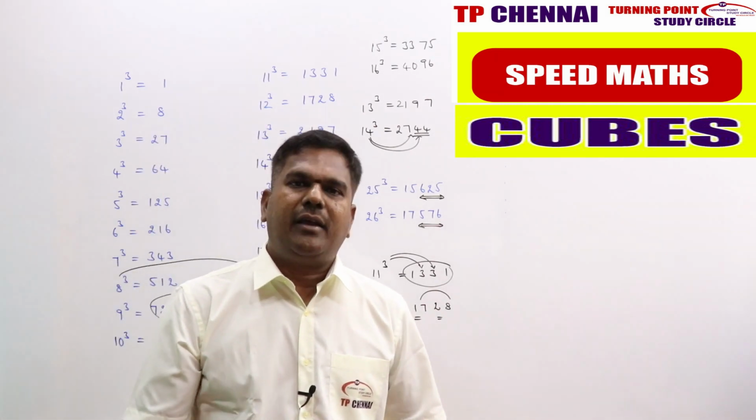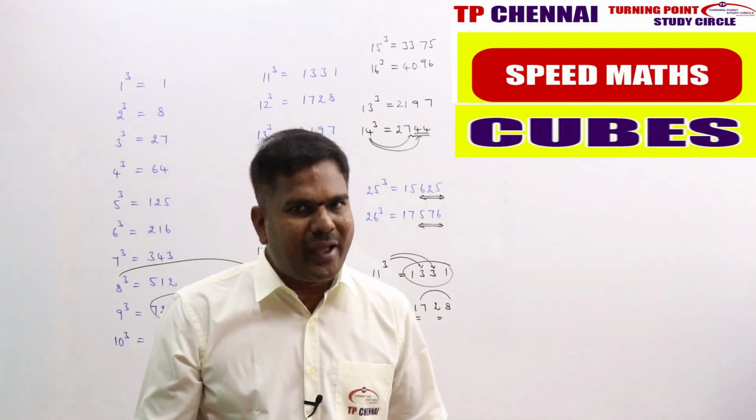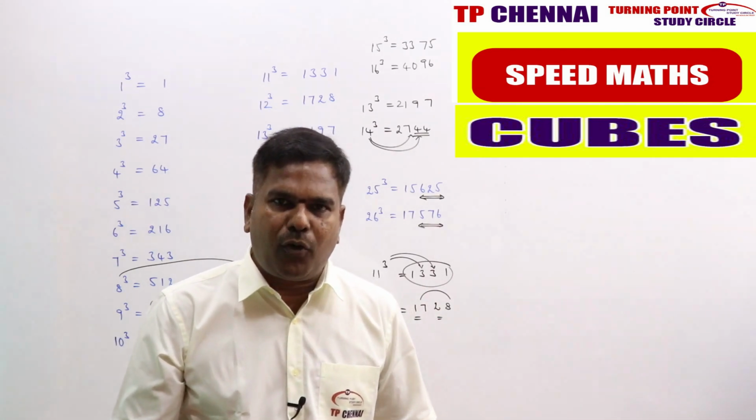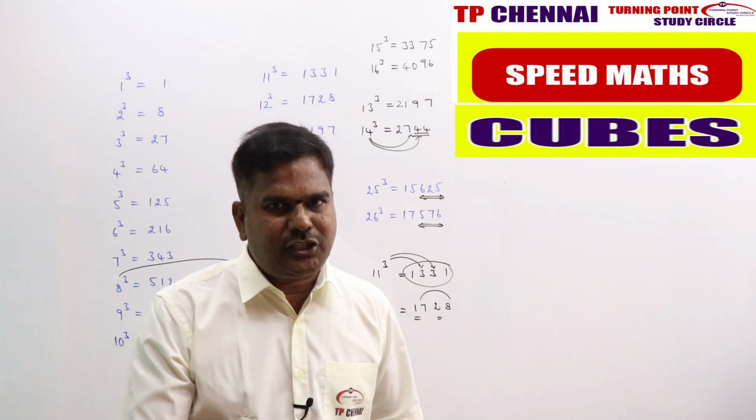So we'll just rewind. What is 1 cube? 1. 2 cube is 8. 3 cube is 27. 4 cube is 8 square, 64, right?